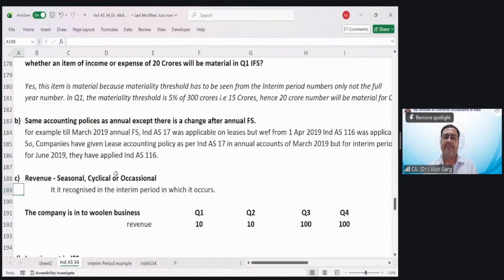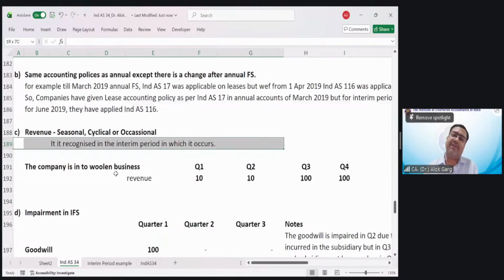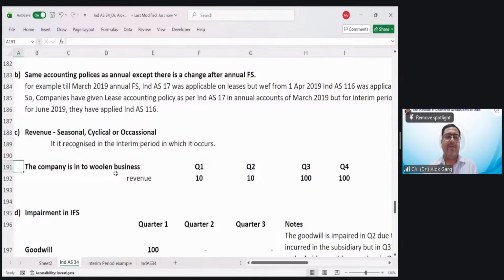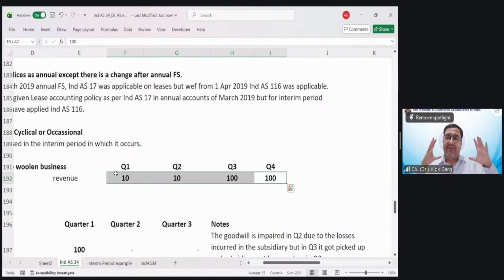Revenue. If the revenue is seasonal, cyclical, or occasional, the revenue has to be recognized in the interim period in which it occurs. For example, the company is into the woolen business. Quarter 1 revenue is 10 crore, quarter 2 is 10 crore, quarter 3 is 100 crore, quarter 4 is 100 crore. What is the total revenue? 220. So, the company knows that it will earn this kind of revenue in these quarters. So, whether the revenue has to be recognized in this manner or 220 divided by 4, 55 crore.